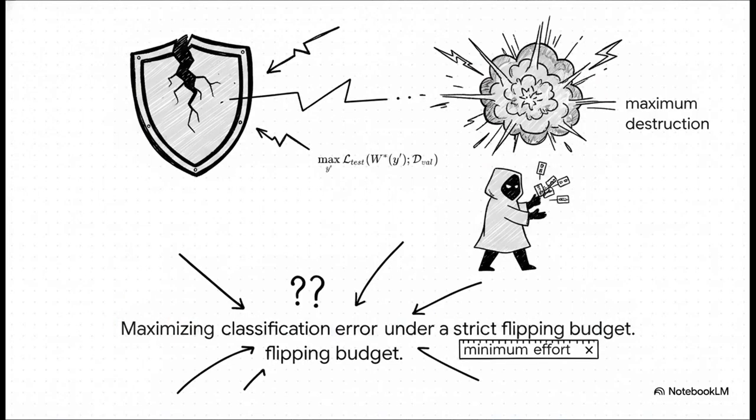And all that rigorous math boils down to a horrifyingly simple objective. The attacker is trying to maximize the classification error under what's called a strict flipping budget. They are literally figuring out the exact minimum number of labels they have to flip to cause maximum chaos on a clean dataset. It's maximum destruction with the absolute minimum amount of effort.